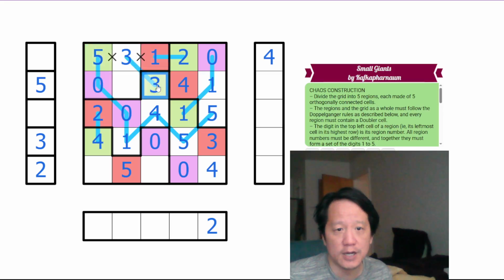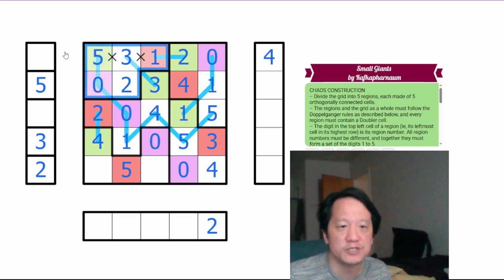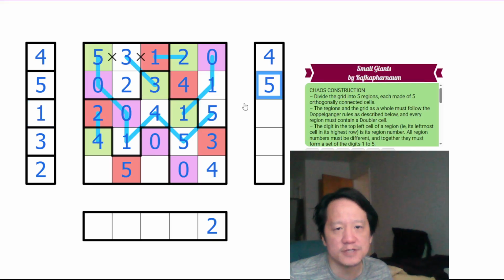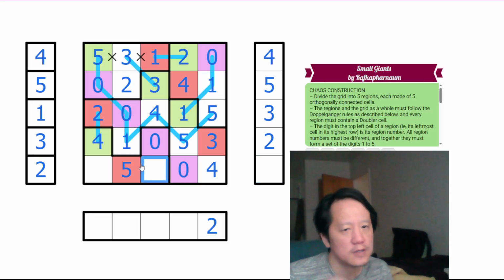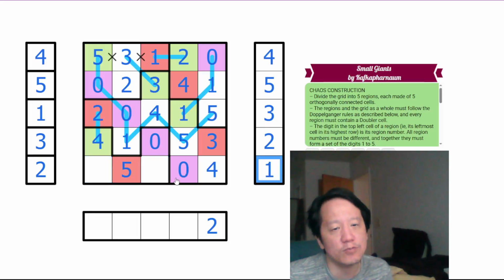This region cannot be missing a, well, it's not missing a 5. It can't be missing a 2. So therefore, this must be 2 here, which means this region is missing a 4. This region here must be missing a 1 then. Row 2 is missing a 5. Row 3 is missing a 3. Row 4 is missing a 2. Row 5 must be missing a 1.